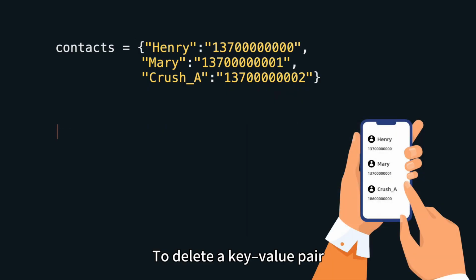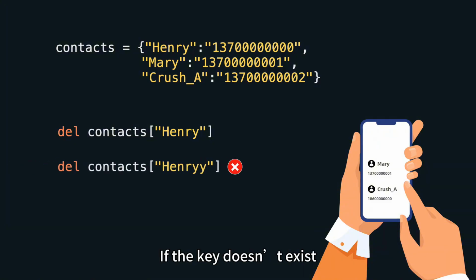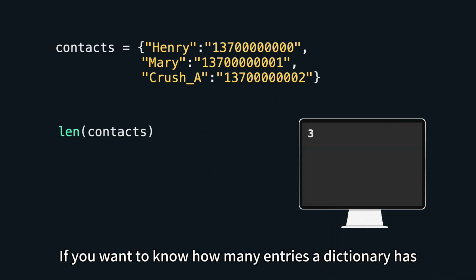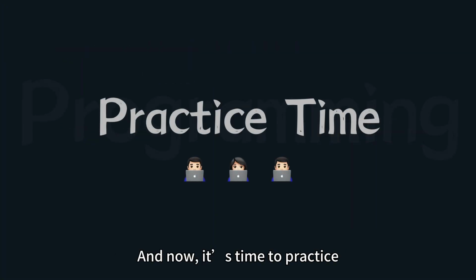To delete a key-value pair, you can use del. Write del followed by the dictionary name and the key in square brackets to remove both the key and its value. If the key doesn't exist, Python will raise an error. If you want to know how many entries a dictionary has, the good old len function still works. And now, it's time to practice.